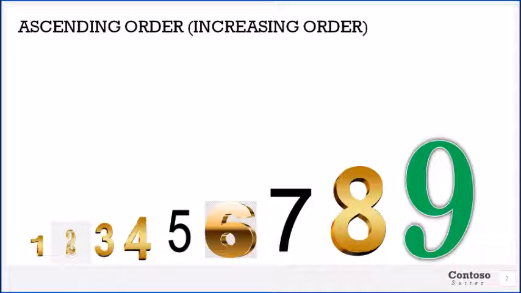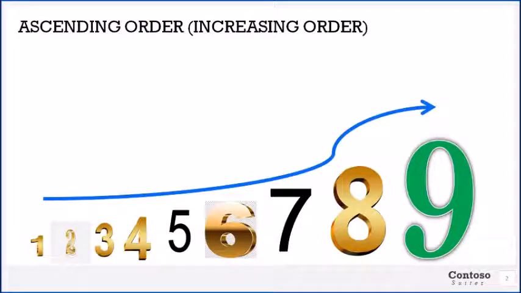In ascending order, we are arranging the digits from smaller to larger. Like here, among these digits, 1 is the smallest number and 9 is the largest number. So in ascending order, we are arranging the numbers from smaller to larger. Now let's do some questions based on this ascending order.